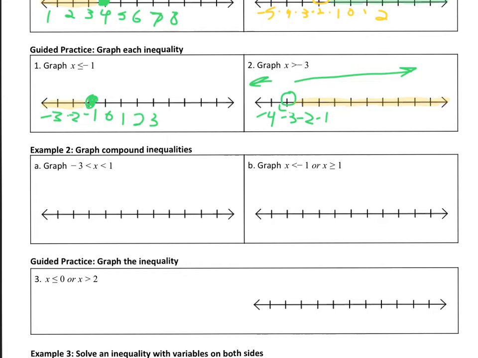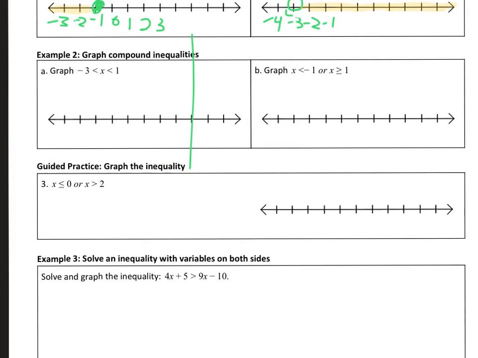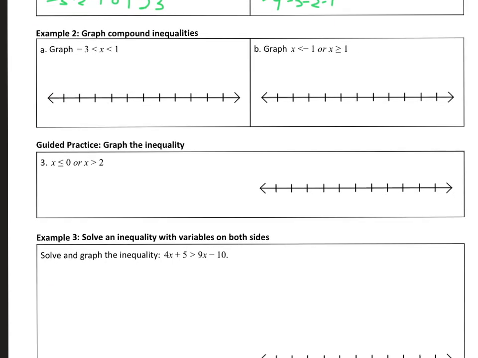All right. So moving ahead to example 2, I'll erase that. Moving ahead to example 2, graphing some compound inequalities. So you're going to hear me use the terms and, or for these inequalities. In example 2, part A, this one is what we call an and inequality. And the way I read that is -3 is less than x and x is less than 1. Another way I can read it, x is greater than -3 and x is less than 1.